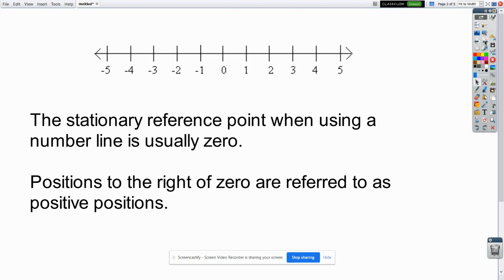The stationary reference point when dealing with a number line is usually 0. So in the case of me and my cell phone, I would be in the 0 position on the number line. Now, positions to the right are often referred to as positive positions, just like they are in math class. You find positive numbers to the right of 0 on your number line. So rather than saying to the right, we refer to its location as being positive.